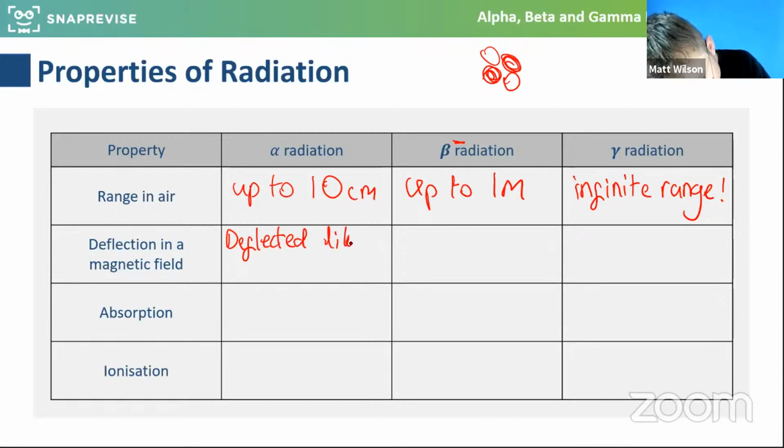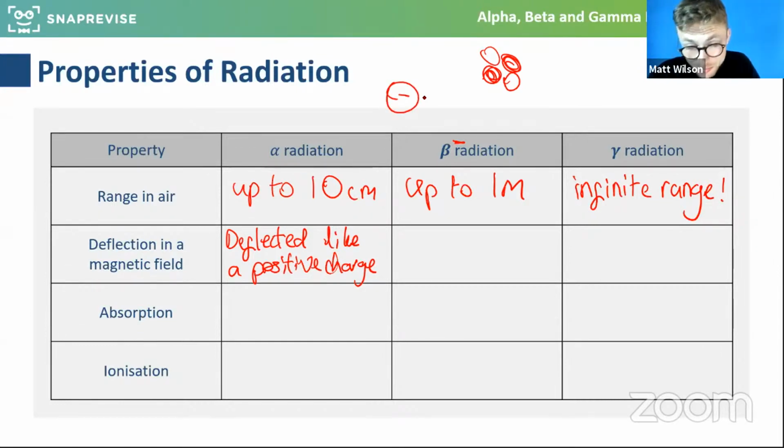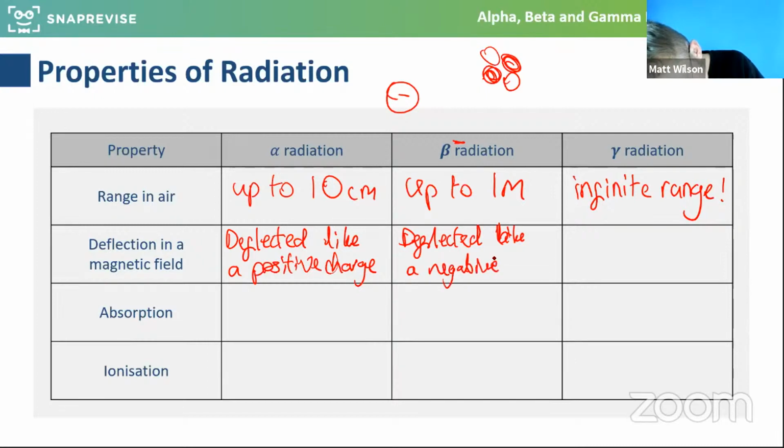like a positive charge. Beta minus radiation, well, that's an electron. An electron has a negative charge. So beta minus radiation will be deflected like a negative charge.